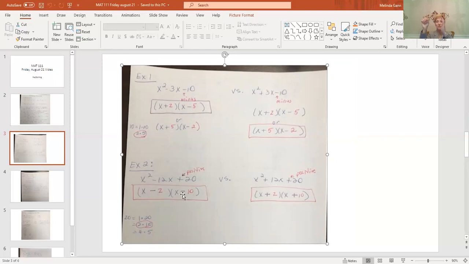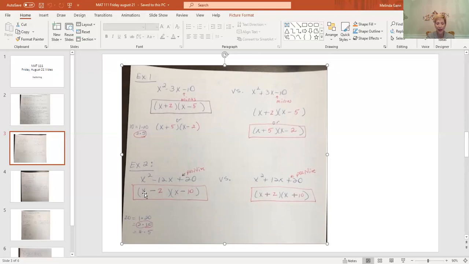I'll just write down x minus, then leave a space, and then write down x minus, then leave a space. Now, how do I know what numbers to plug in after the minus? Again, I write down the factors of my constant. Well, the factors of 20 are 1 times 20, that gives you 20. 2 times 10 gives you 20, and 4 times 5 gives you 20.